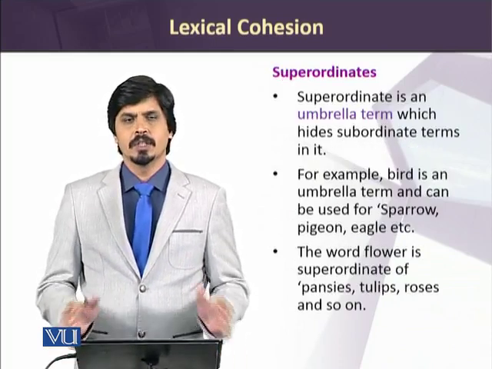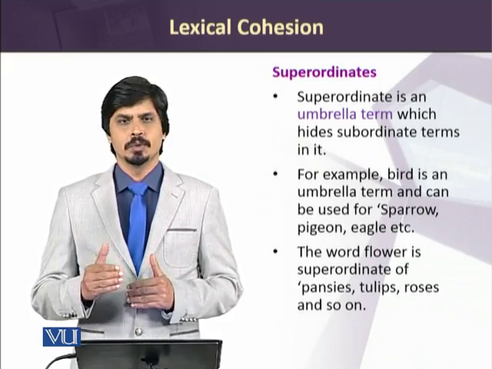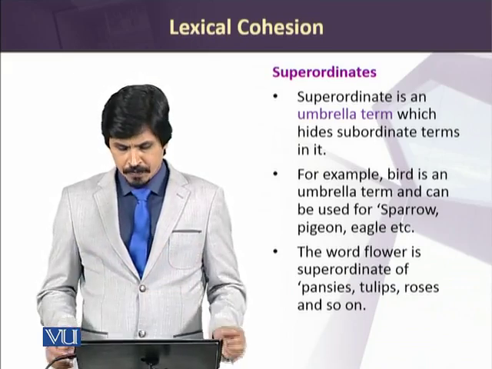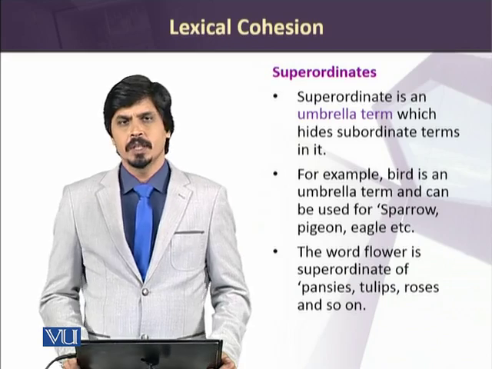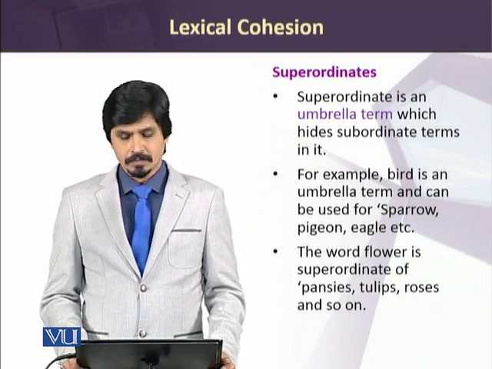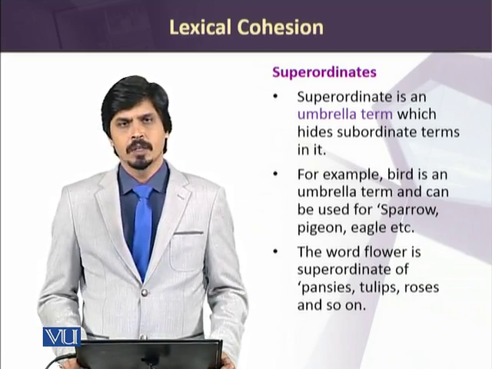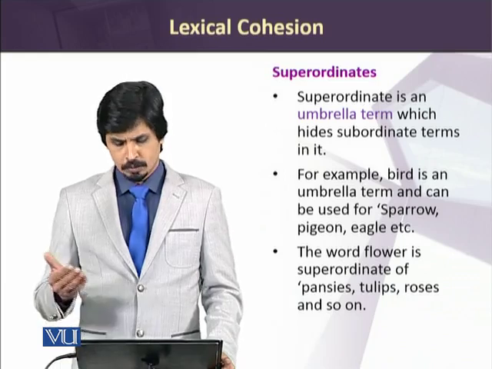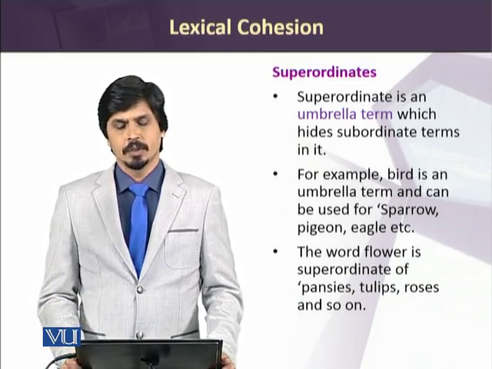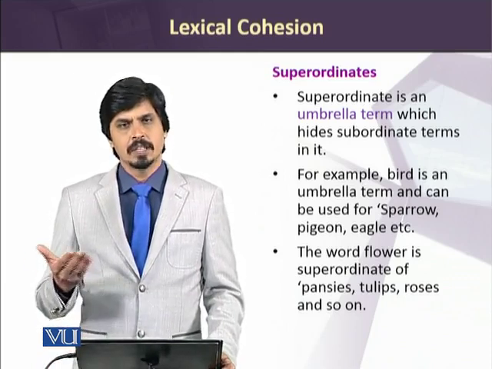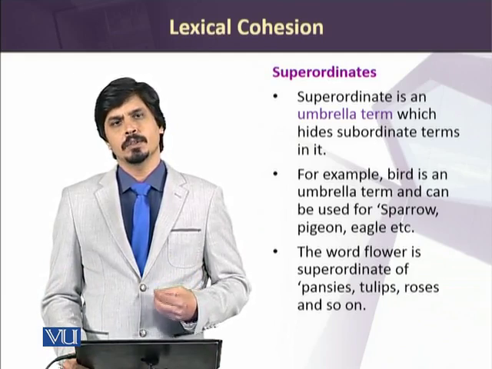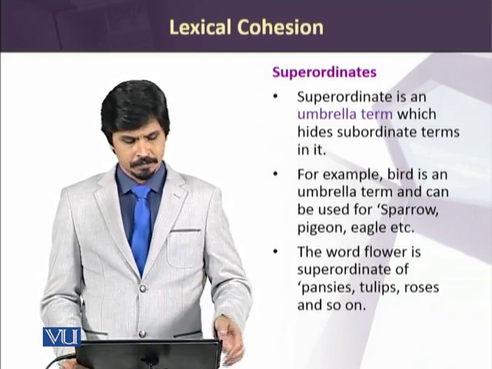We have superordinates. Superordinates are the cover terms, umbrella terms, which are used to include a range or a category of things. For example, we can use the superordinate bird to refer to sparrow, pigeon, or eagle. Similarly, we can use the term flower as a superordinate to refer to various kinds of flowers like tulips, roses, and daffodils, and so on. So superordinates can be used to bring some cohesion in our text.